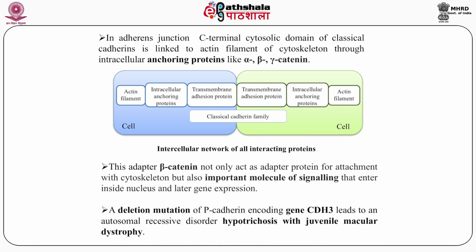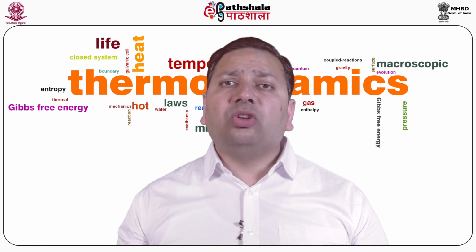Intracellular networks of all interacting proteins; cadherins of both cells interact directly during cell to cell adhesion through adherens junctions. A deletion mutation of the P-cadherin encoding gene, that's CDH3, leads to hypotrichosis with juvenile macular dystrophy. This autosomal recessive disorder initiates with early hair loss, followed by retinal macular degeneration that leads to blindness after the age of 20 years.